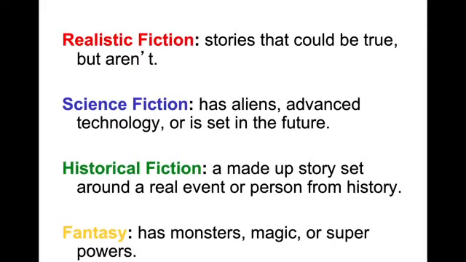And so here are our 4 different types. Again, realistic fiction are stories that could be true but aren't. Our historical fiction is a made-up story that's set around a real event or a person from history. We have science fiction, like I said, had advanced technology, usually set in the future or the past. And then fantasies have monsters, magic, supernatural powers that usually interact with the humanity.